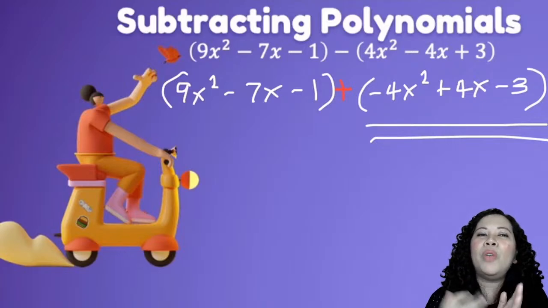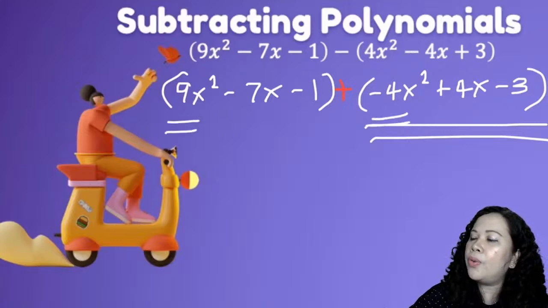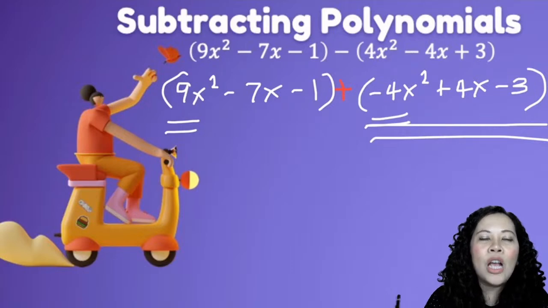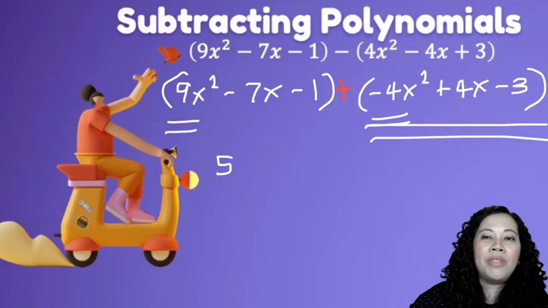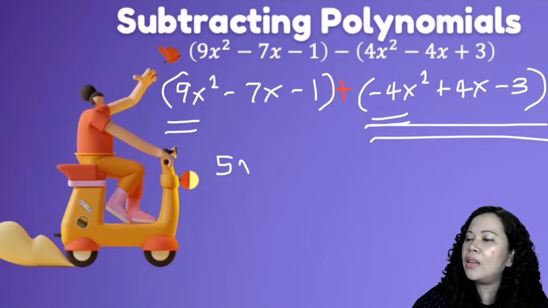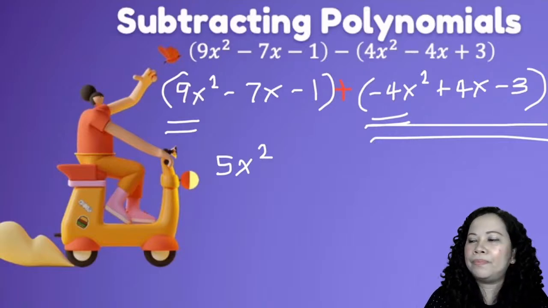Alright, and then we proceed by adding. So you have 9x squared plus negative 4x, different signs, we will subtract. So 9 minus 4 is 5. Copy the sign of the bigger number, which is 9. Copy x squared, which is your like terms.